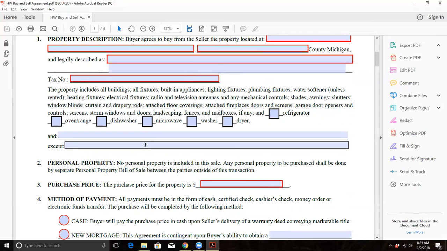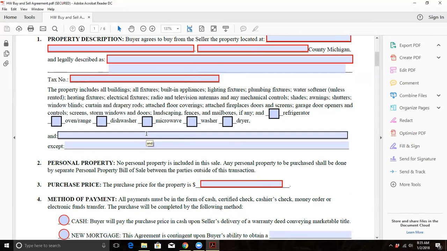So we did include 2 lines here to add if there's a second refrigerator maybe in the garage or something like that that you want to add, you could put that here. But this is not for couches and stuff like that.